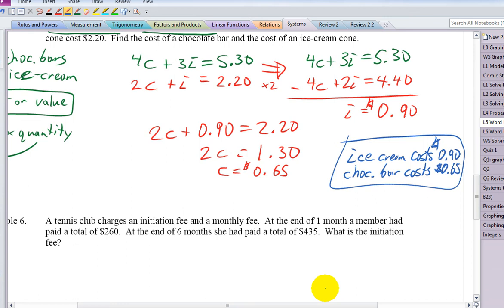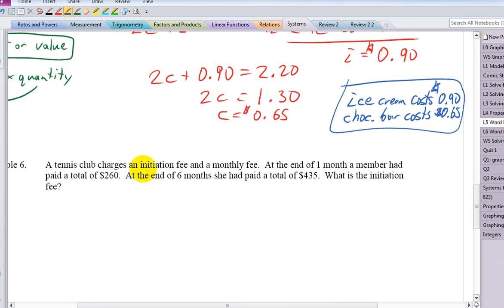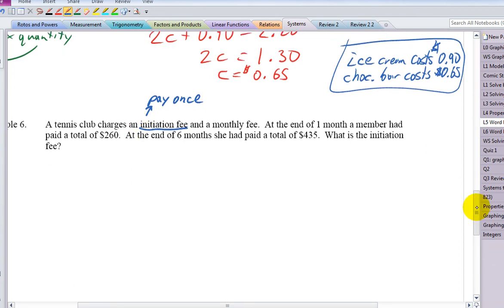When you join something and pay an initiation fee, how many times do you pay it? Once, and only once. That's important to know. Okay, so the initiation fee, you only pay once. That's the term initiation.